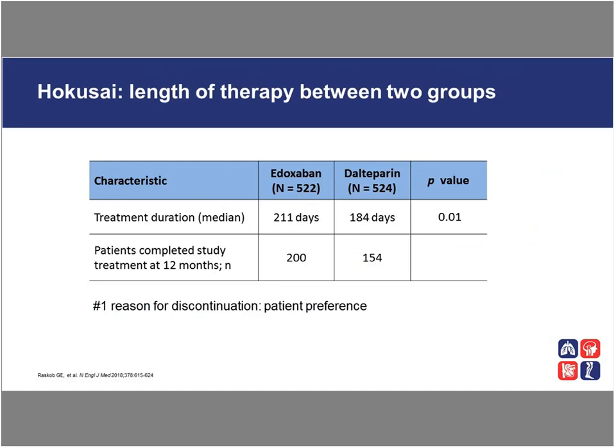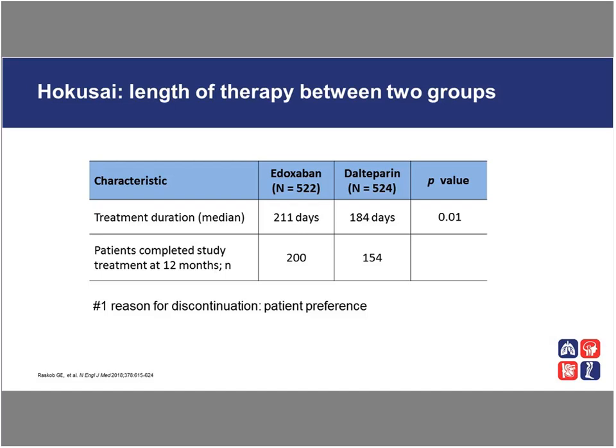As many folks noted earlier, patients were treated for a minimum of 6 months, and thereafter it was left to the discretion of the physician how long they would continue, up to a maximum of 12 months. We do know something interesting is that median treatment duration did differ between the two groups. In fact, the edoxaban group stayed longer on therapy than the dalteparin group, 211 days of therapy for the edoxaban group versus 184 days for the dalteparin group.